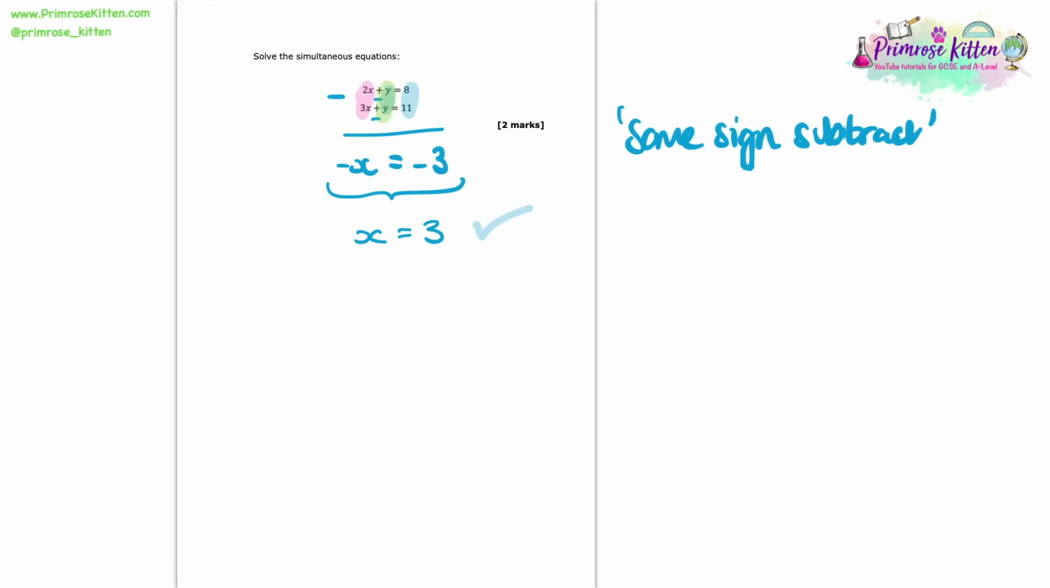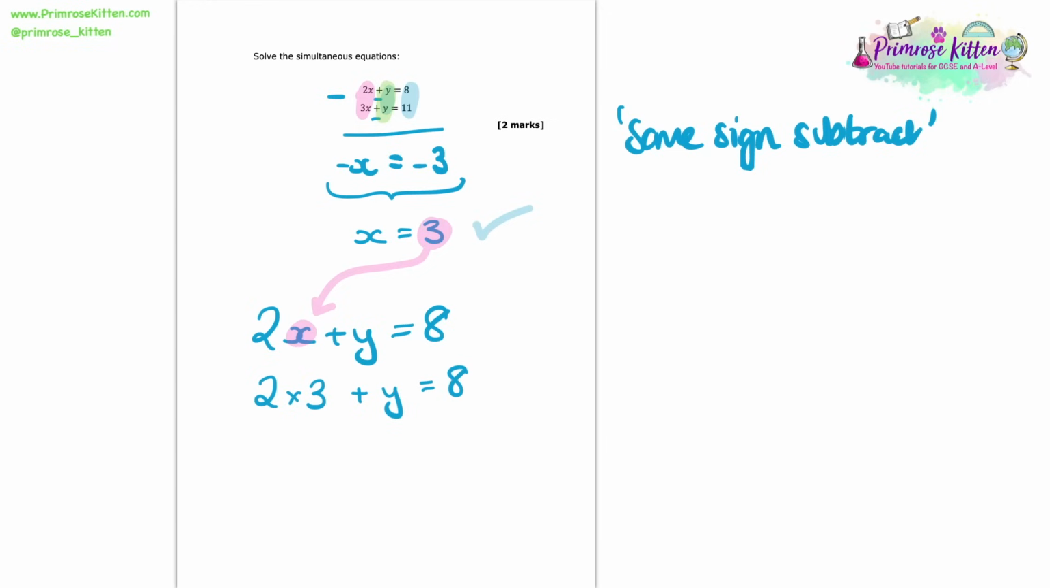Either will be fine because it will work for both of them. Here, let's choose the first one. So we know that 2x plus y equals 8. And what we want to do here is substitute the 3 in place of the x, because x is 3. So here we'll say then that 2 times by 3 plus y equals 8.